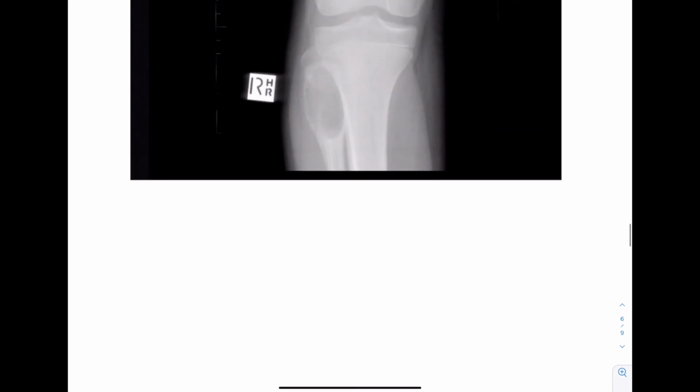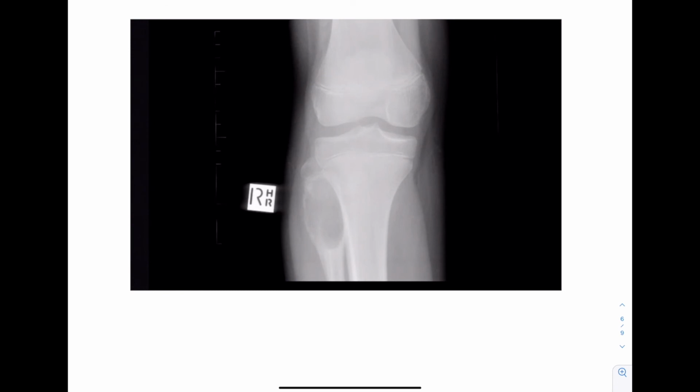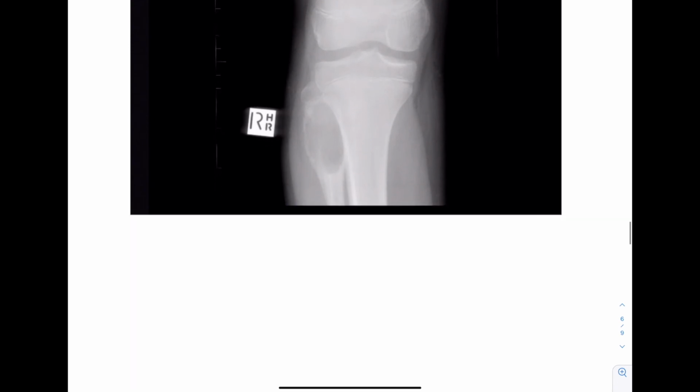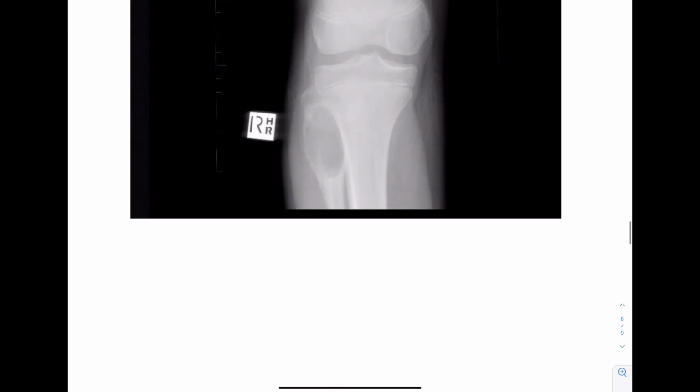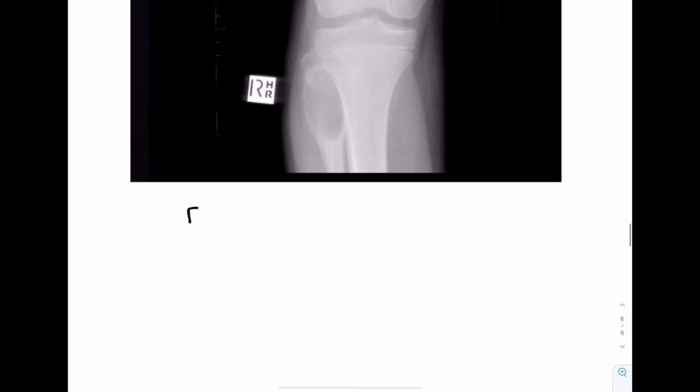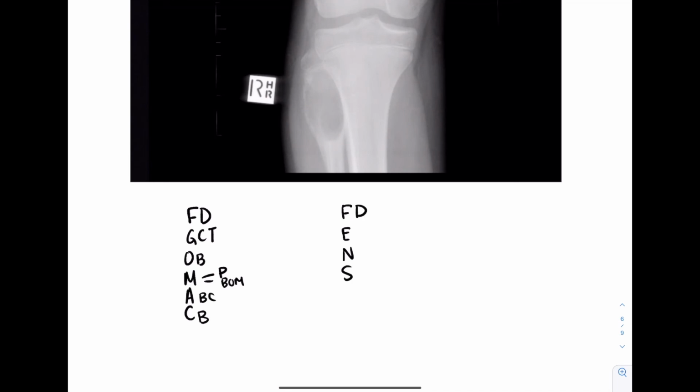I'm not telling you painful, painless. I'm just saying, look at this. Give me a DDX. What could it be? What's first on my DDX? Make it a little hard, right? So let's just write out our painful and painless things. GOMAC, and then FENS. So fibrous dysplasia, GCT, OB, PBOM, ABC, CB, FD, and chondroma, NOF, FCD, SBC.